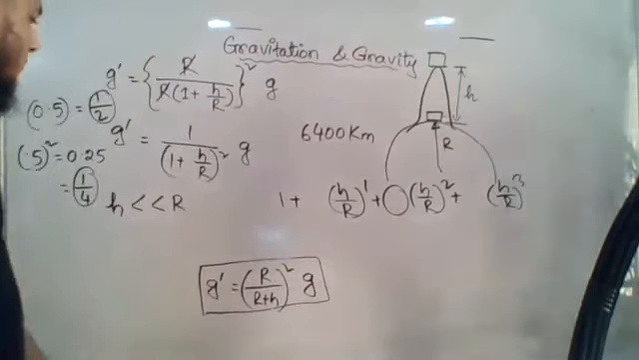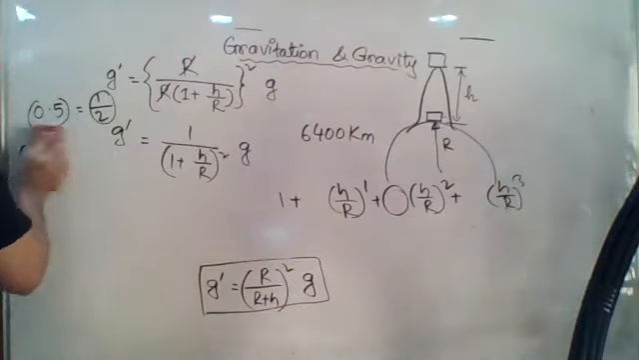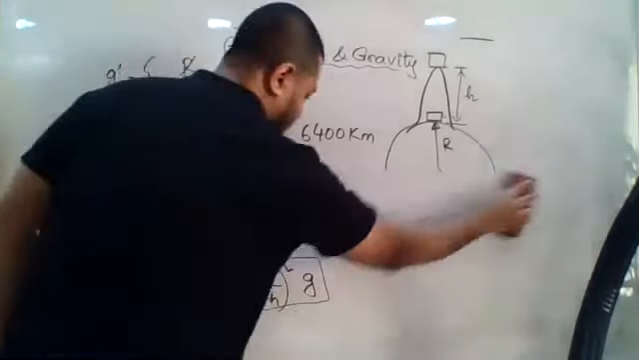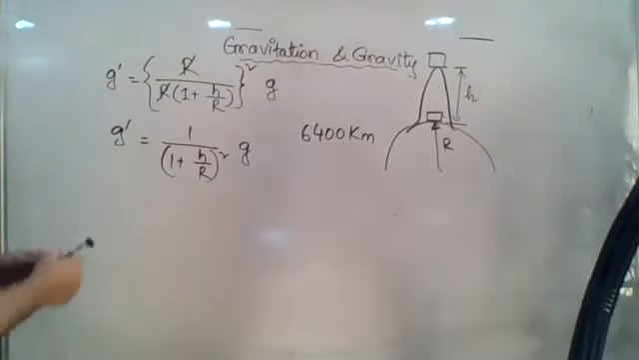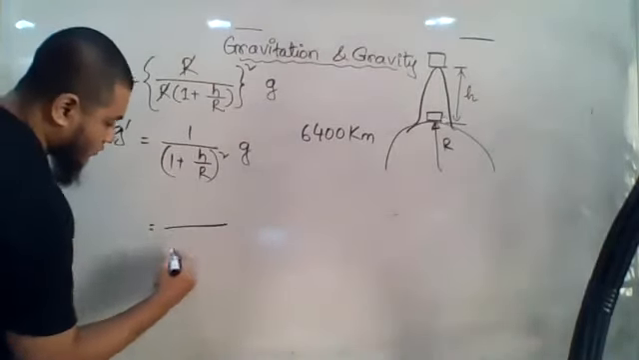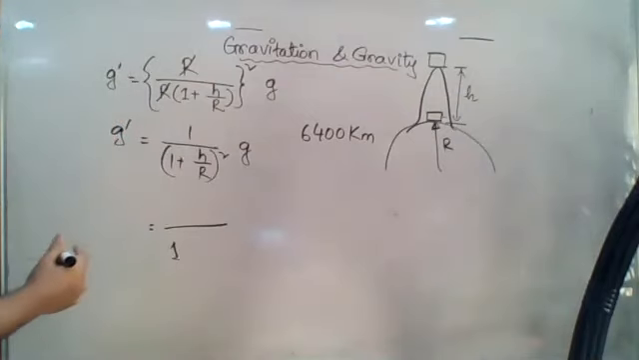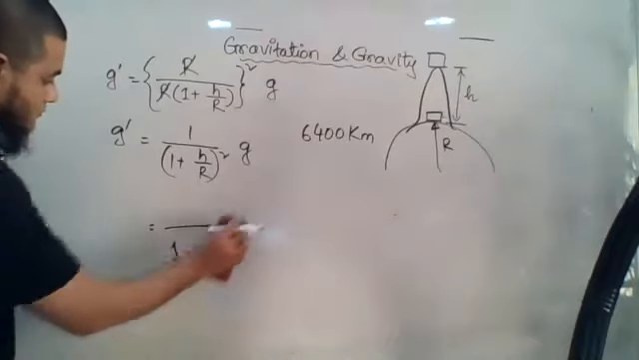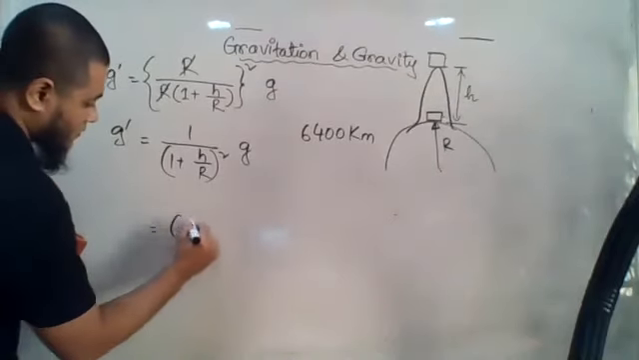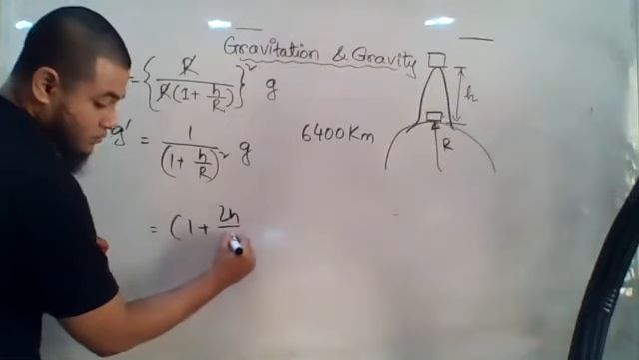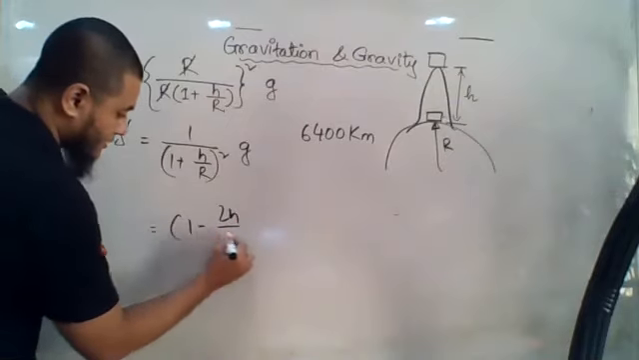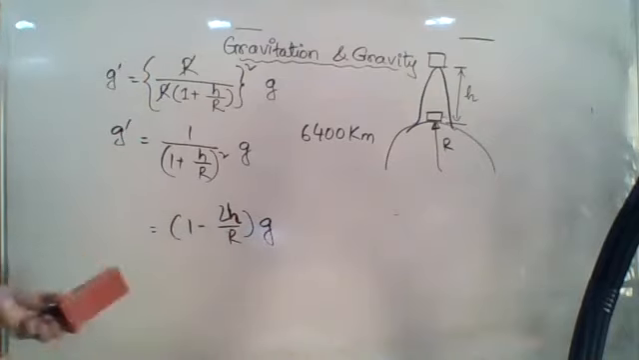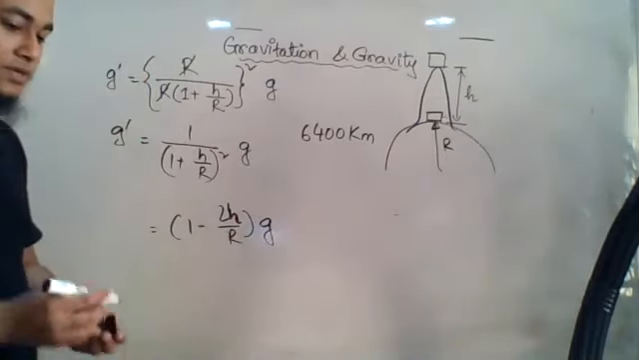So that is why, if you expand it, I'm not showing the expansion over here, but if you expand it at home, you will find that we can actually replace this by this: 1 minus 2h by r, into g. Try to do this at home and check whether it comes or not.